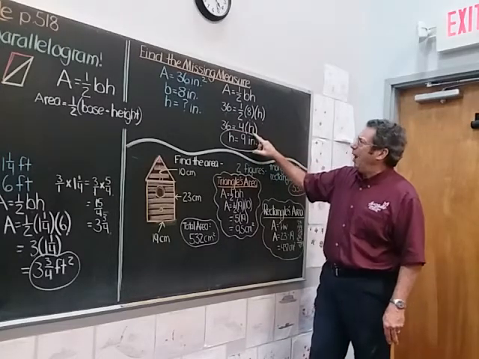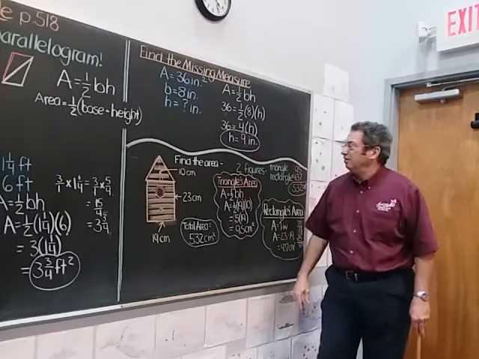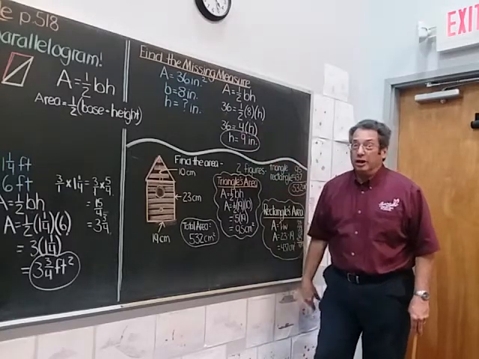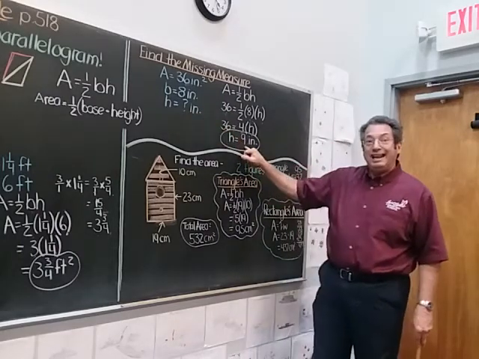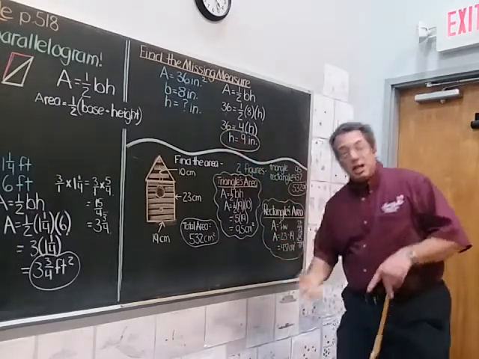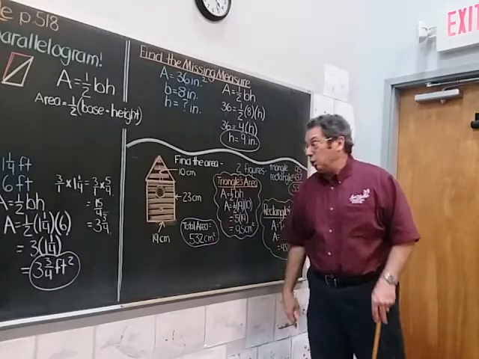Well, 4 times what? What times 4 equals 36? 9 times 4 equals 36. So h must be 9 inches. So you can find the missing height, you can find the missing base, if you're given the information of the other two numbers.